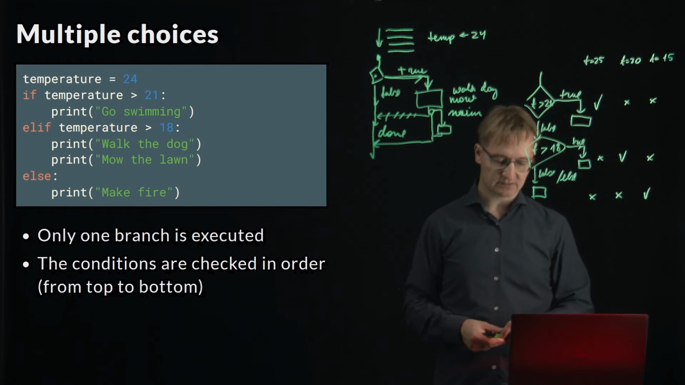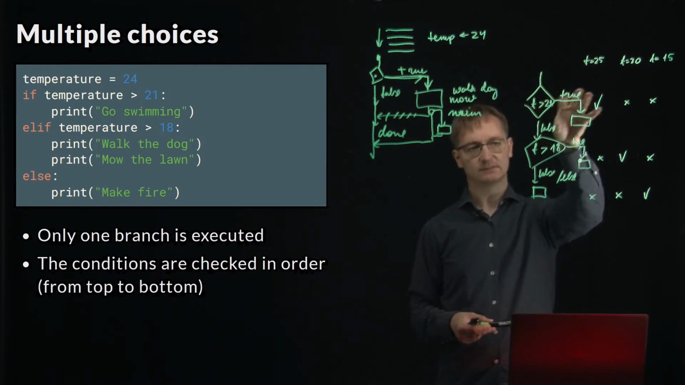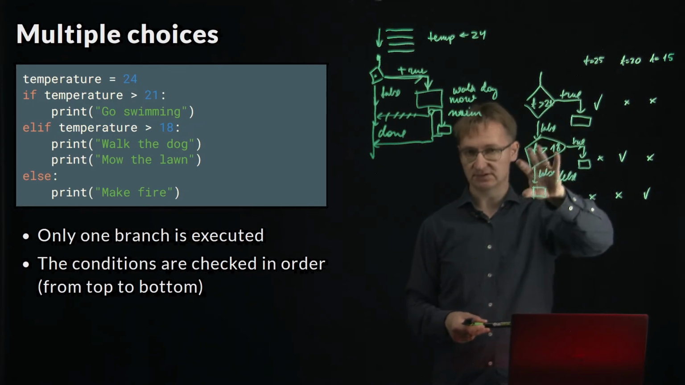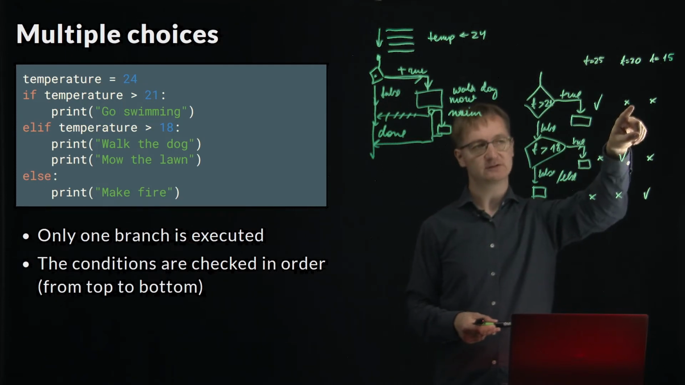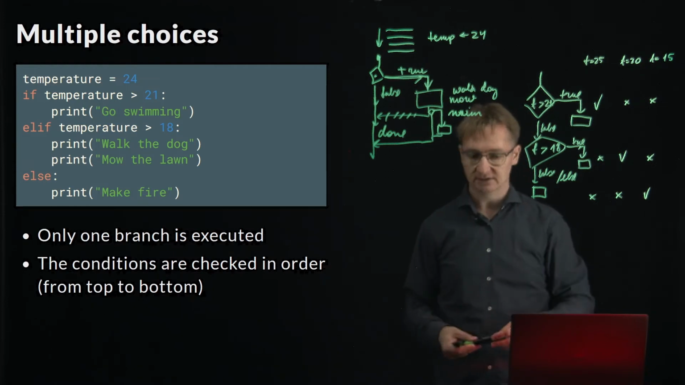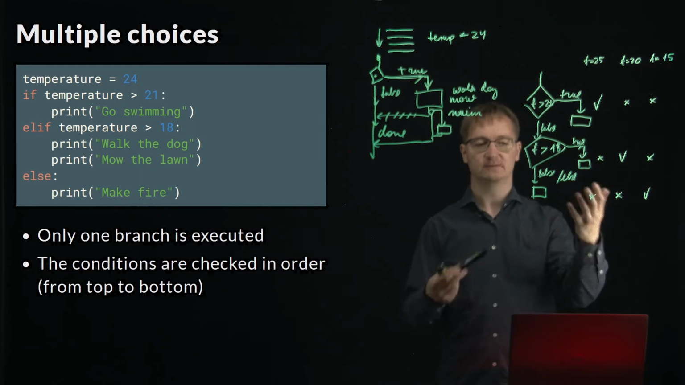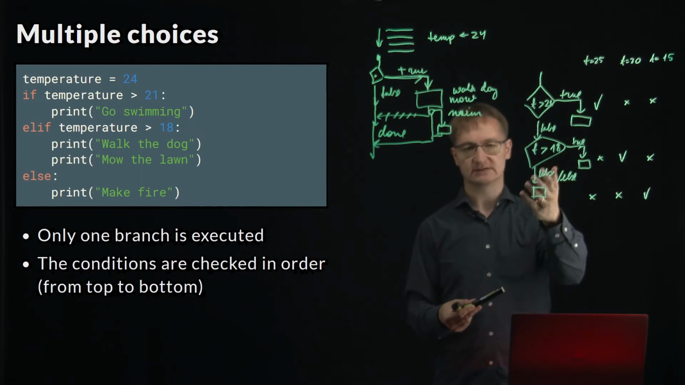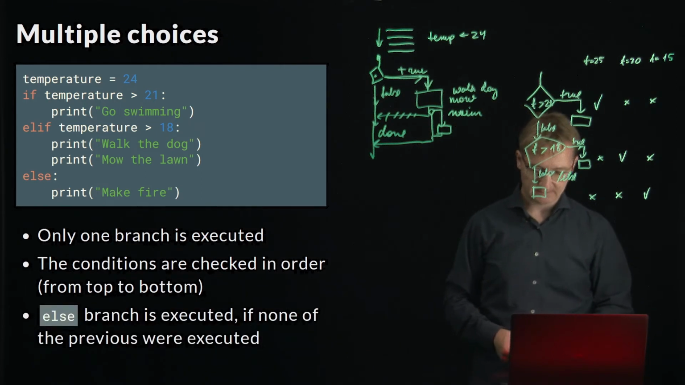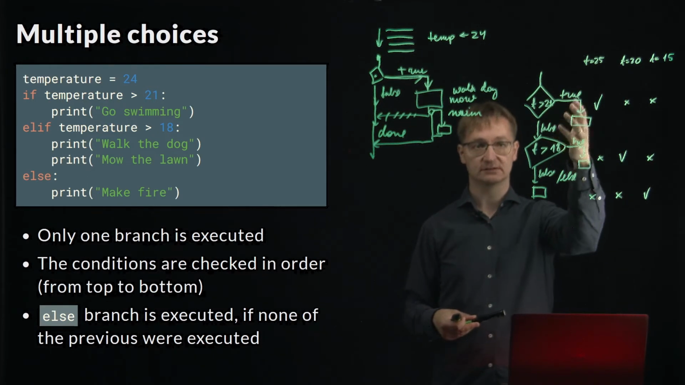The conditions are checked in order. Basically we start from the first one. If it's already true, then we skip the additional checks. If the first one is not true, then we carry on the execution, we check the second condition and so on, from top to bottom. If nothing is true and we have this else part, then we execute the else part. So else is executed if none of the previous conditions were true.